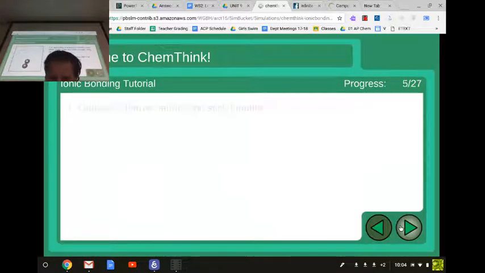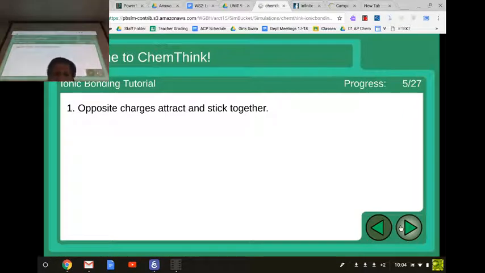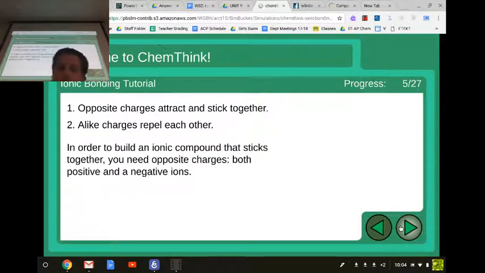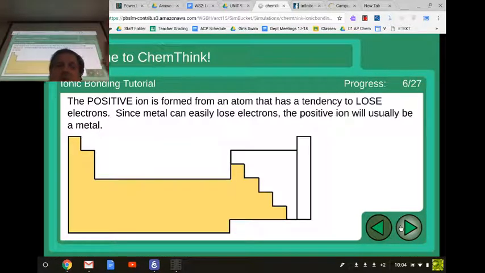So you have to understand these following three rules. Opposite charges attract and stick together. Alike charges repel each other, so they go apart. And so in order to build an ionic compound that sticks together, you need to have opposite charges, both positive and negative ions.